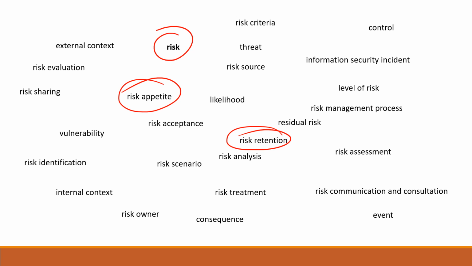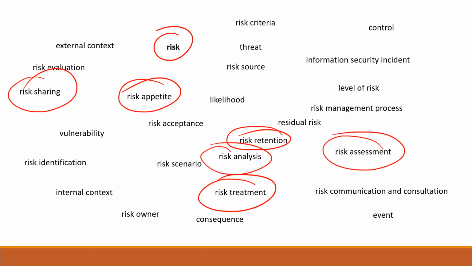Basically, when you go for risk treatment, there are different ways by which you go. You can retain it, you can mitigate it. You will have some terms like risk sharing, risk owner. We do the risk assessment, the risk analysis, the risk acceptance. There is risk identification, and risk evaluation. So there are different terms that come up when we talk about risk.